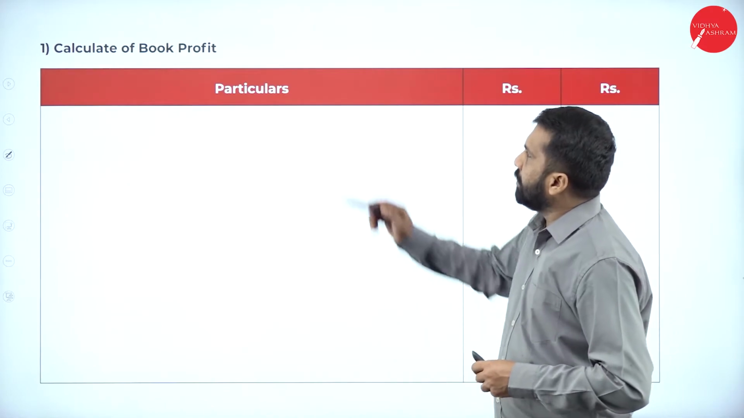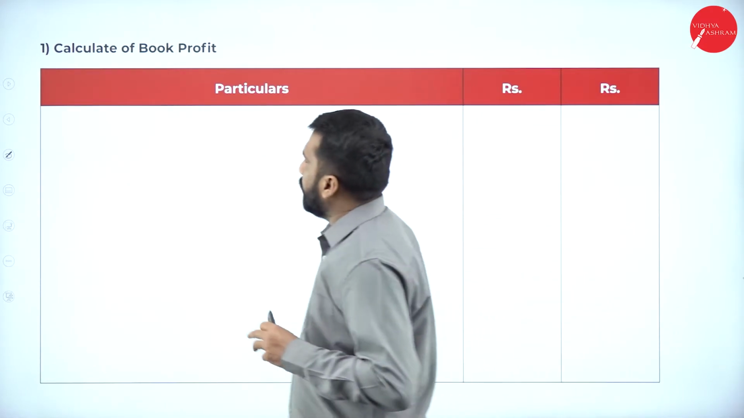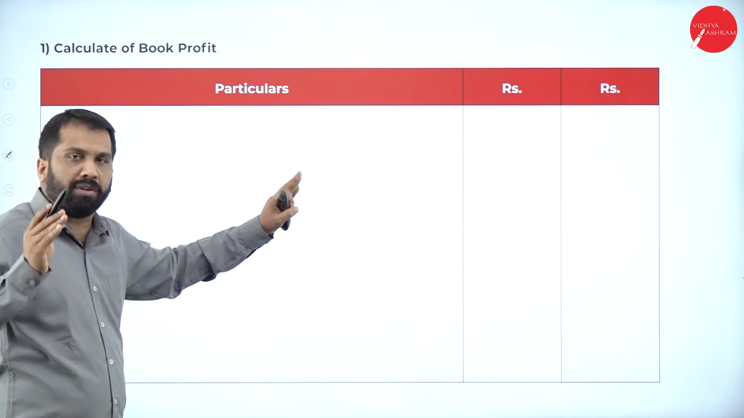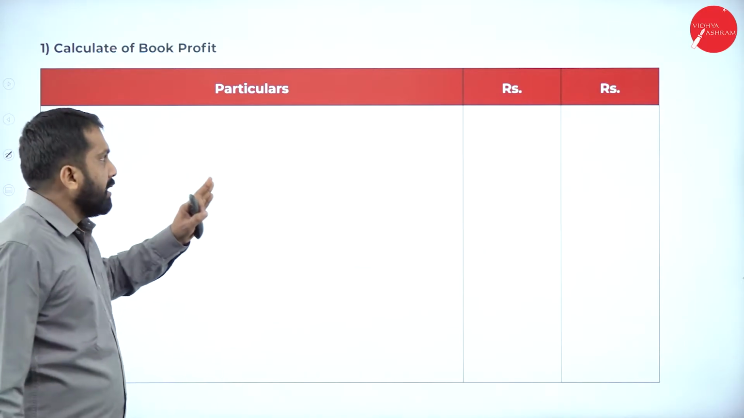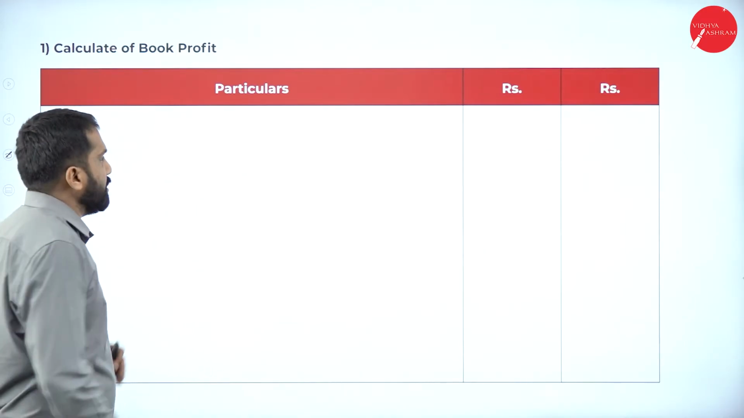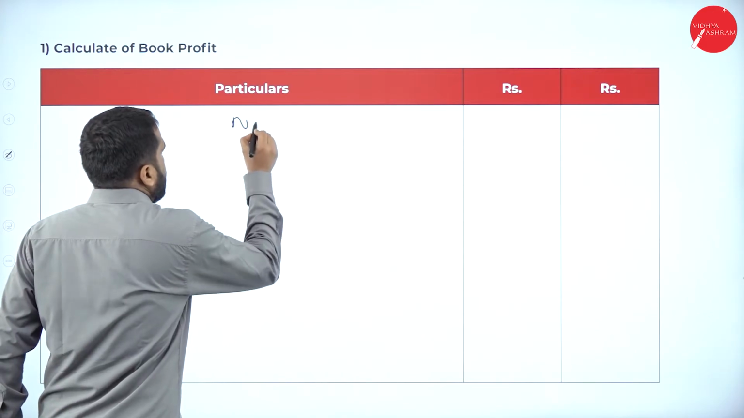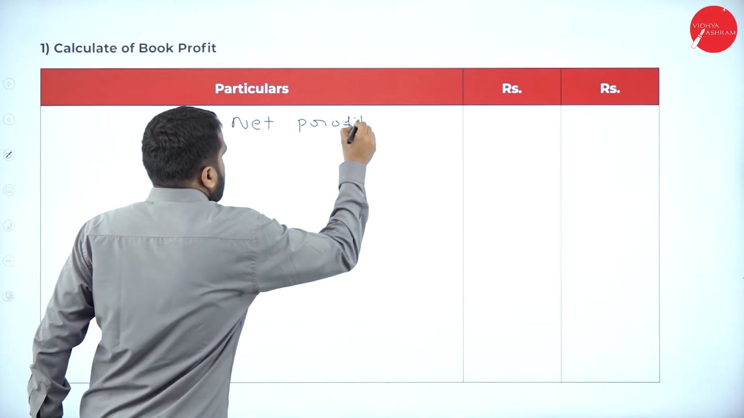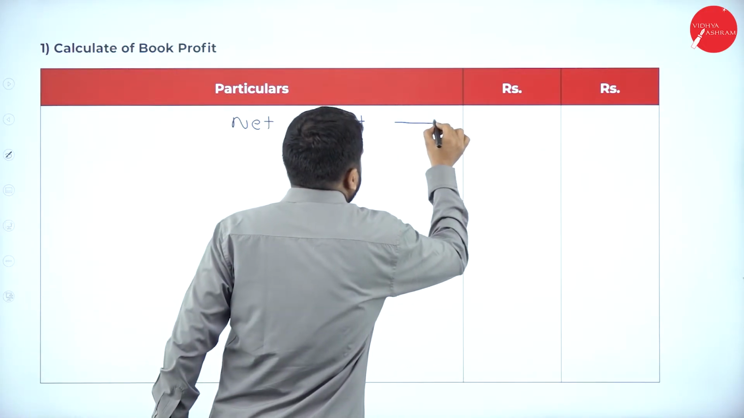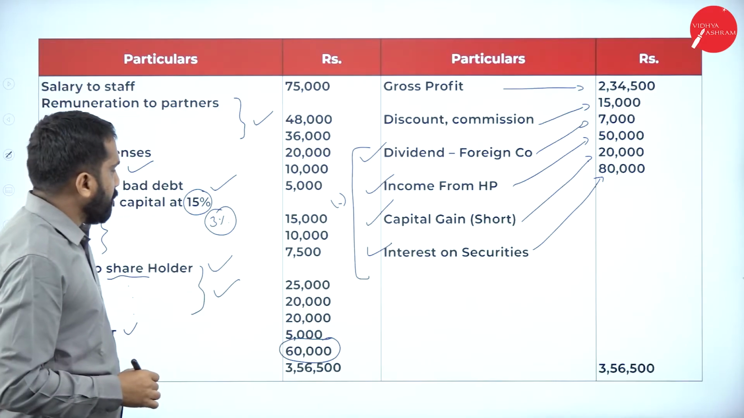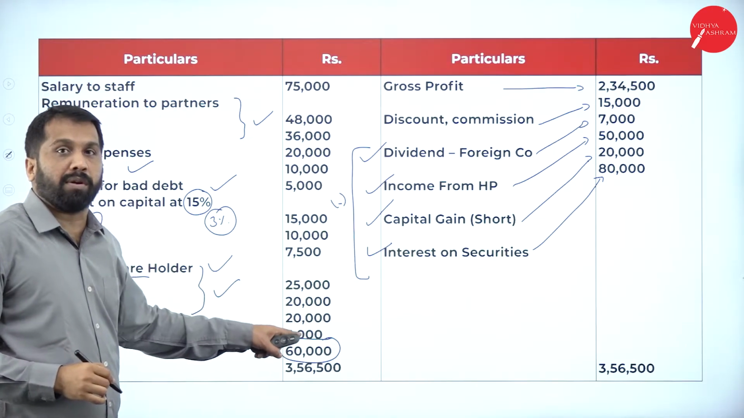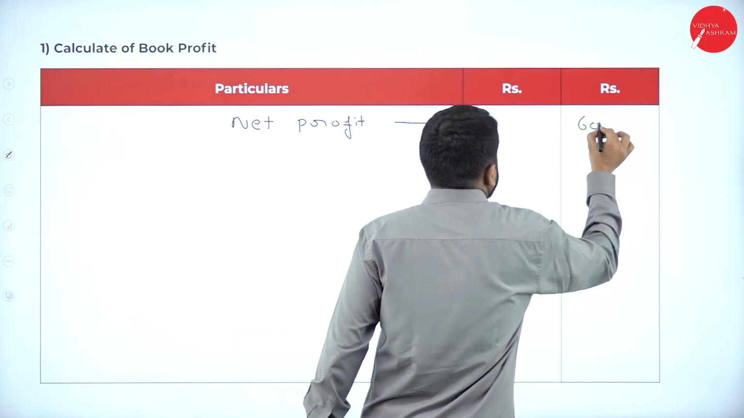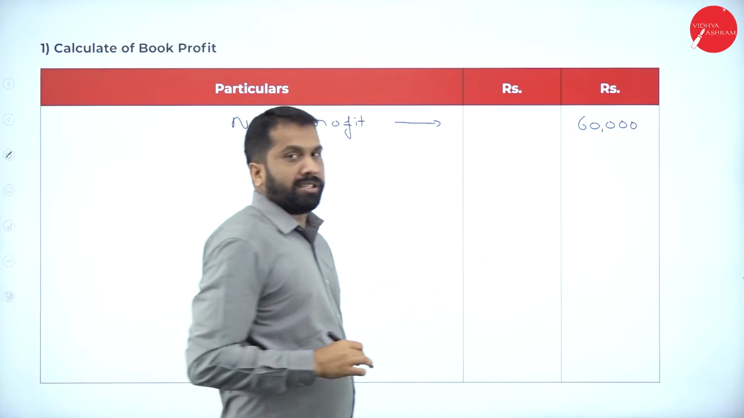Now, we'll start. Calculation of book profit. Just mention the name of the assessee, assessment year, previous year. That is common. You know that. Please follow that. And I go directly to the answer in this. Net profit. So, what is the net profit you have in this? How much we have net profit? 60,000. We should start our problem with 60,000. Now, what we are supposed to do?